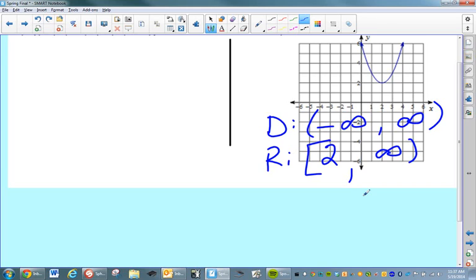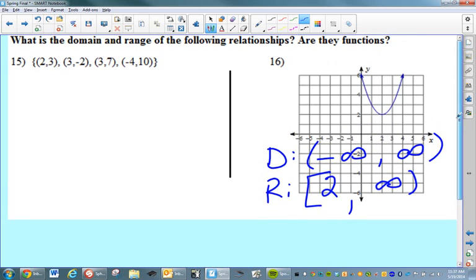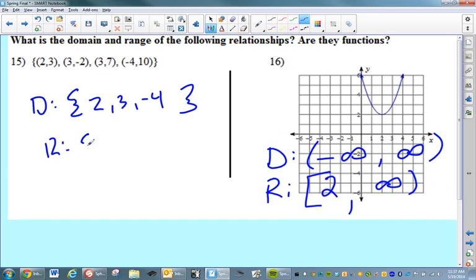Yes, sir. For 15, no, we just do this, and you list them. So your domain here would be 2, 3, negative 4. Your range would be 3, negative 2, 7. What do we do?